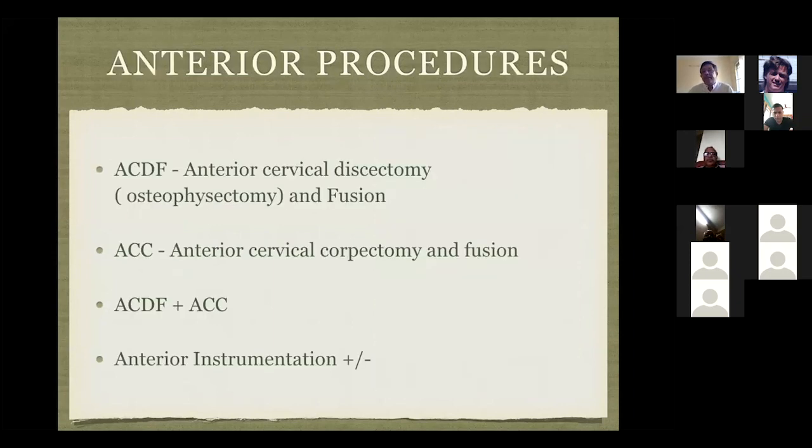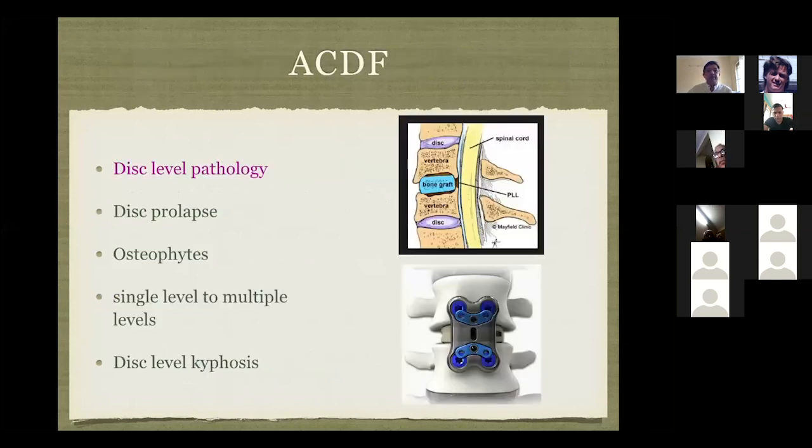Now, what are the anterior approaches and what are the procedures we have? One is the anterior cervical discectomy and fusion. Number two is anterior cervical corpectomy and fusion. The third one is anterior cervical discectomy plus corpectomy, adding on anterior instrumentation. Now, I'll show you some cases. We can go through that and it is more demonstrable.